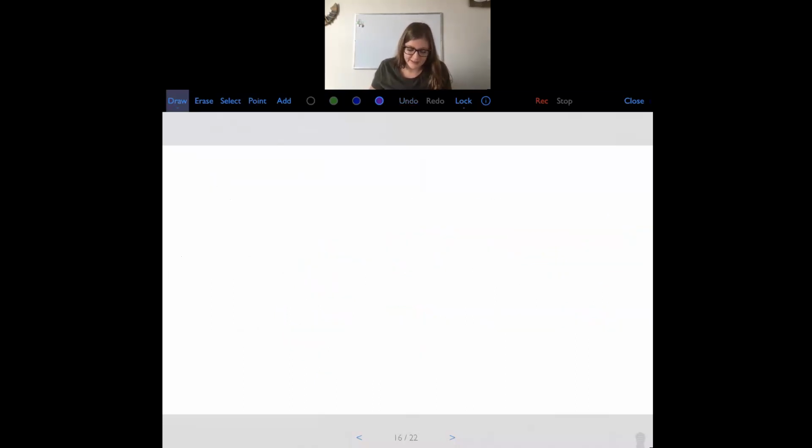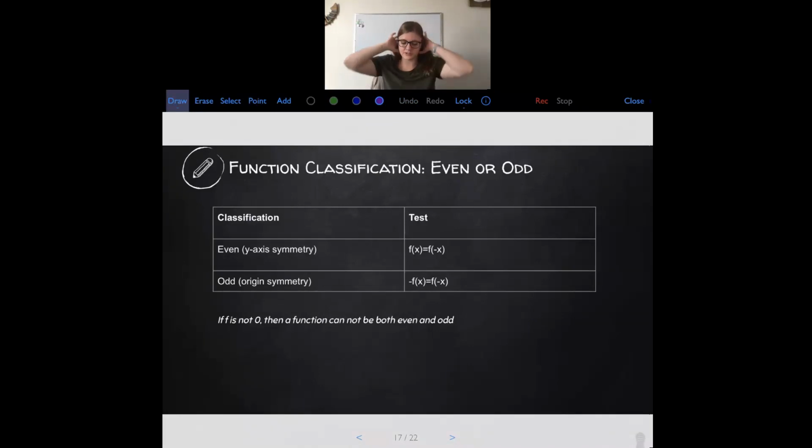Okay. The last topic is function classification. So we can classify a function as even or odd. A function is even if it has y-axis symmetry. So the functions we determined had y-axis symmetry visually, we can call those even functions. The way that will look is f of x is equal to f of negative x. So what we do is we find f of negative x, which means we replace every x with negative x and see if we get the same as the original.